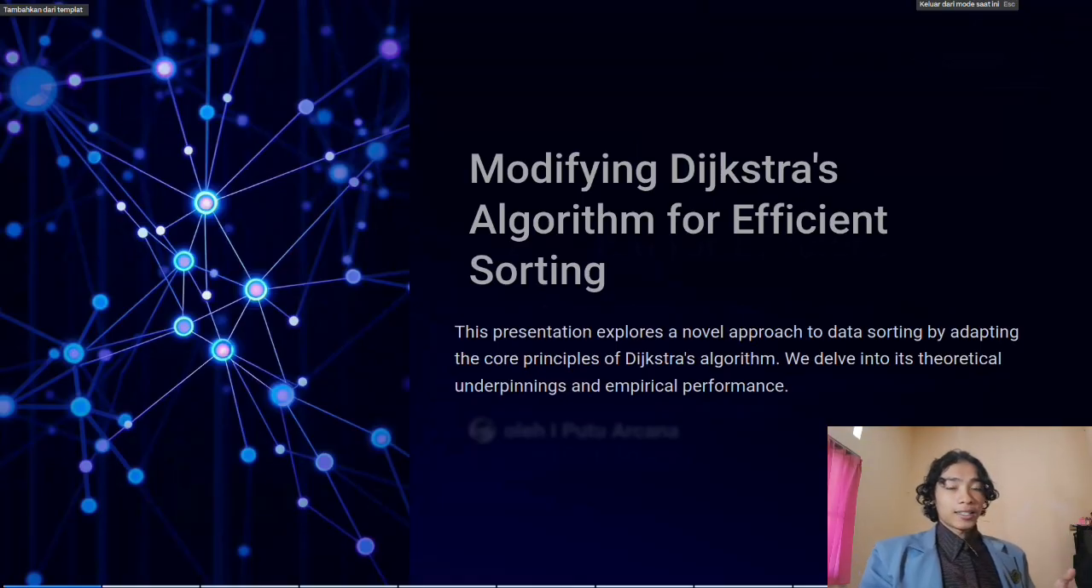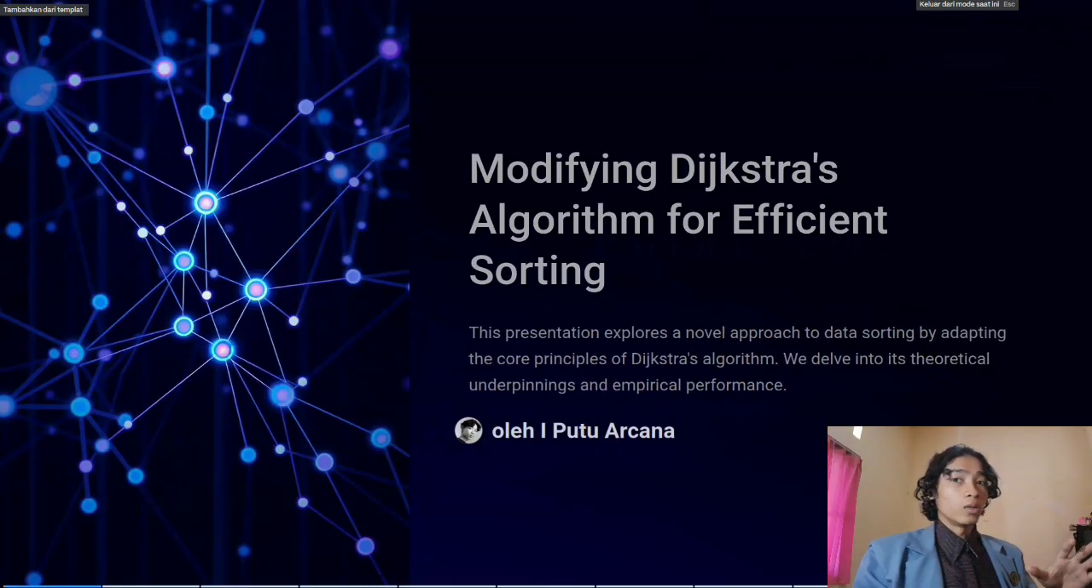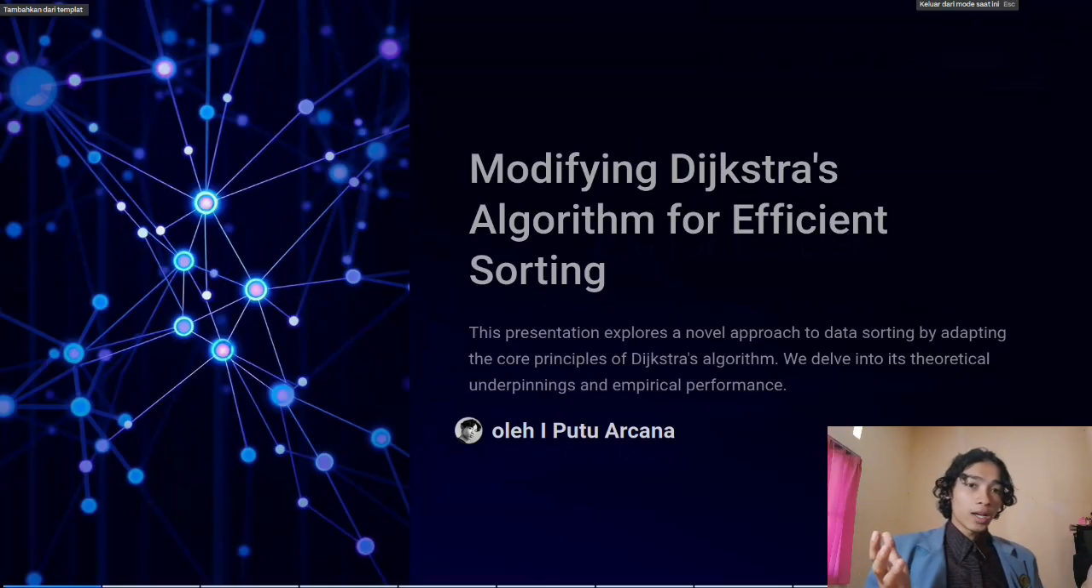This research began with simple yet fundamental questions: that we can borrow an idea from one domain of computer science, like graph theory, and apply it in another to create something new and useful.